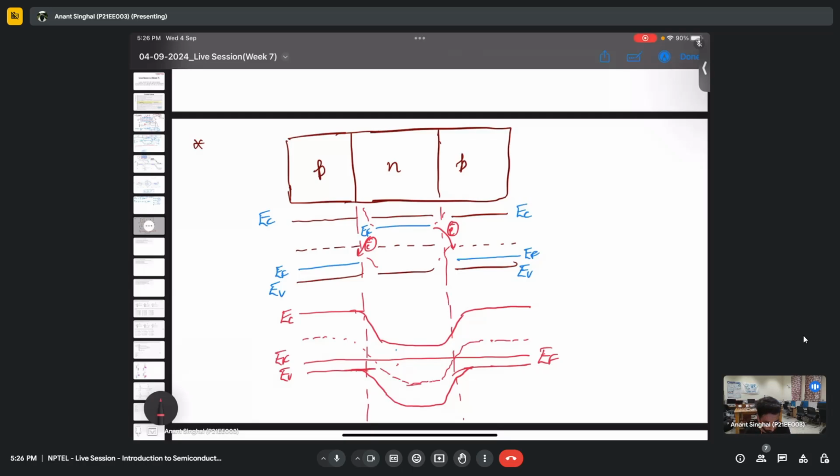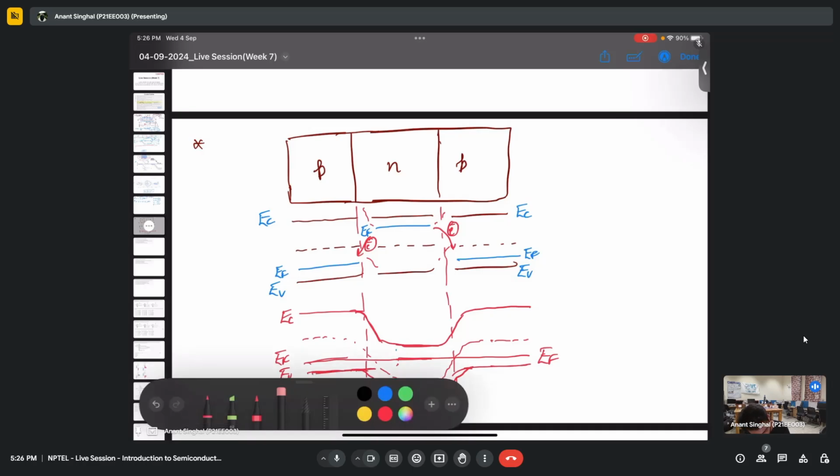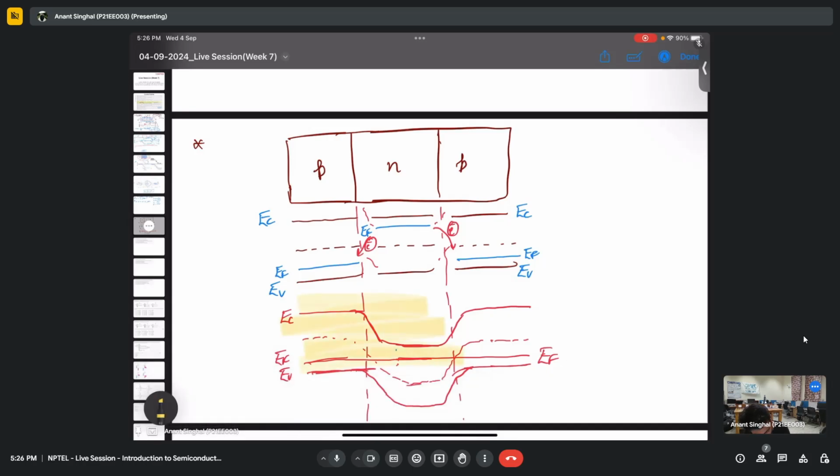So you can see the Fermi level has aligned. At the N region, it is closer to the conduction band, and for the P region, it is closer to the valence band. And we have a band bending like this. For a p-n junction, if you see just this region, this is what we draw. Now what we have done is we have made two different p-n junctions, one here and the other on the other side.